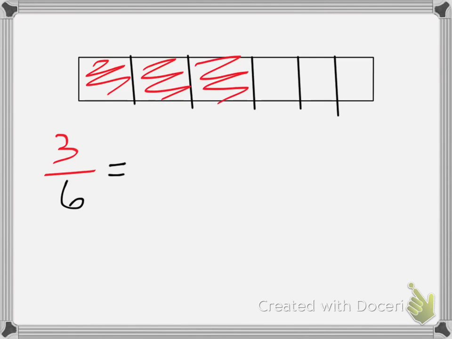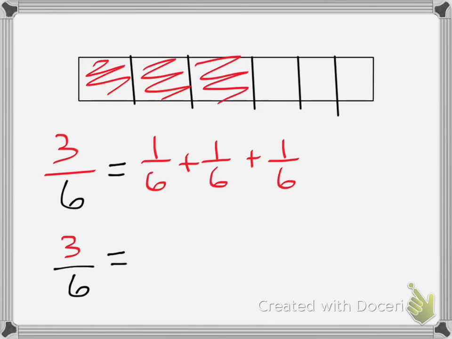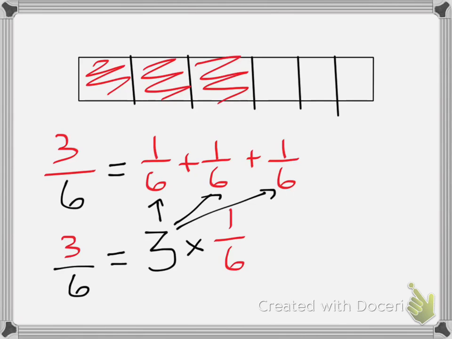Okay? So I can decompose this into 1/6 plus 1/6 plus 1/6. Or this, as a multiplication sentence, can be 3 times 1/6. Because there is 3 1/6. We can just multiply, right? 3 times 1/6 is going to make 3/6.